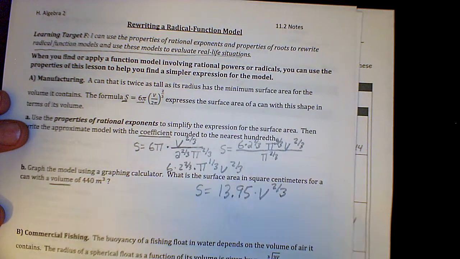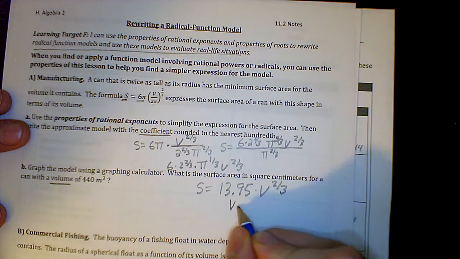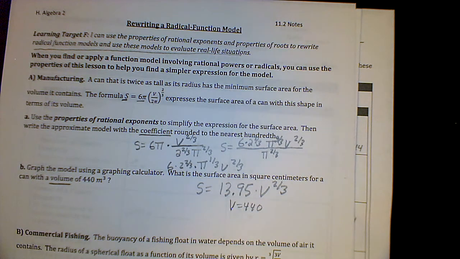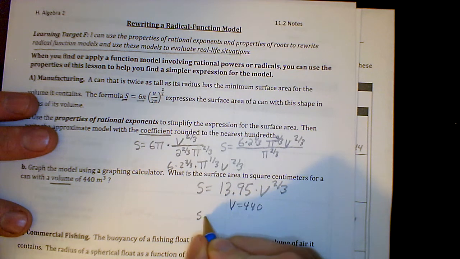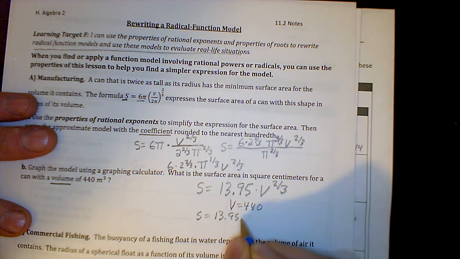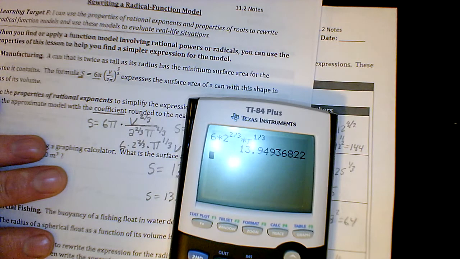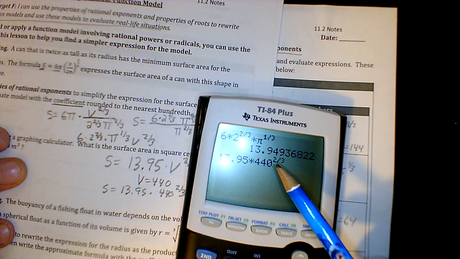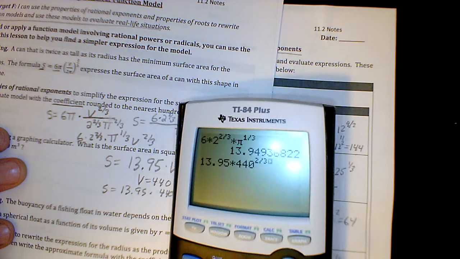And down here it says, let's plug in a volume. If my volume equals 440, I'm just going to plug it in. S equals 13.95 times the volume, 440, raised to the 2/3 power. With this calculator, I don't need to put parentheses. If you have an older calculator, you should probably put that in parentheses because it'll be down at the base level. And I think that's good.